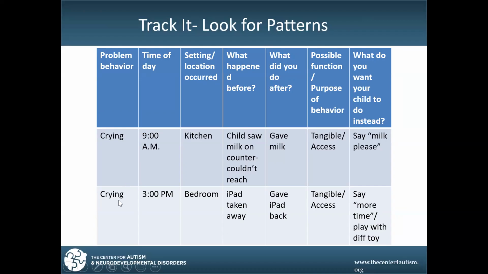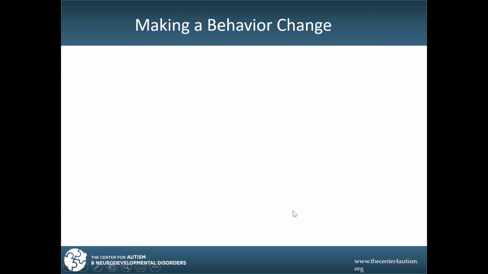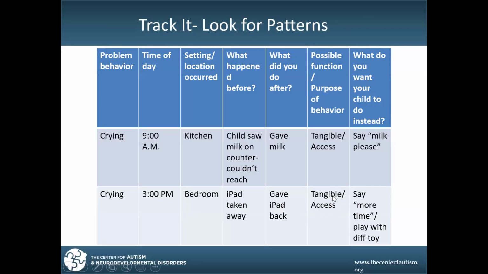Now, in the second row, we noticed that crying happened once again, this time at 3 p.m. in the bedroom. What happened immediately before was the iPad was taken away, and immediately after, the iPad was given back. The possible function here is once again tangible, access to a tangible item, aka the iPad. And here, what we'd like the child to do instead is to say "more time," or maybe tolerate having the iPad taken away and choose a different activity instead.